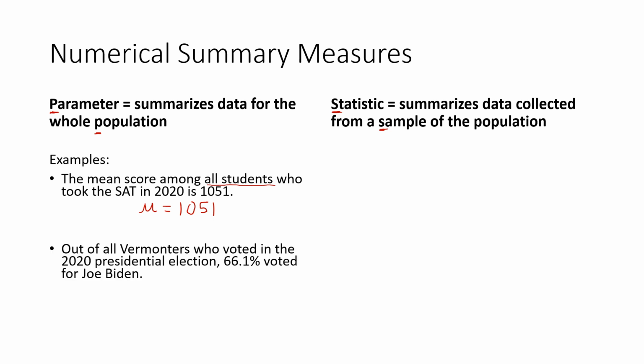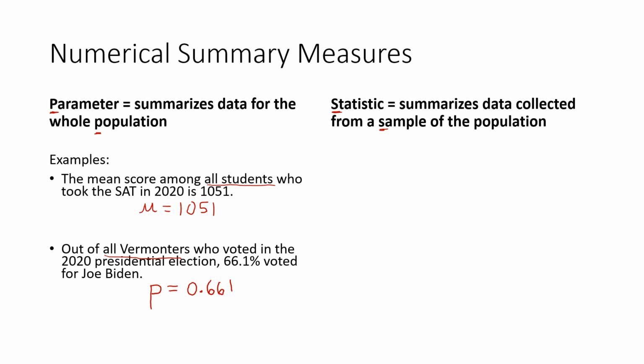Another example, out of all Vermonters who voted in the 2020 presidential election, 66.1% voted for Joe Biden. Again, this number came from looking at all of the Vermonters, that is, who voted in the 2020 presidential election. And so this percentage is actually a population parameter. And if I wanted to write that with correct notation, I could write it as the population proportion, P, is equal to 0.661. That's my 66.1% expressed as a proportion.